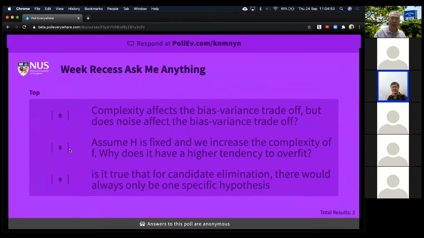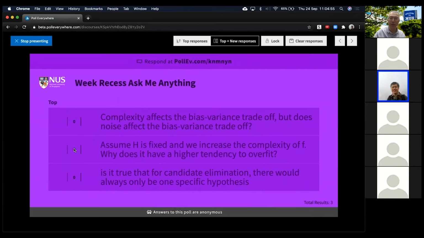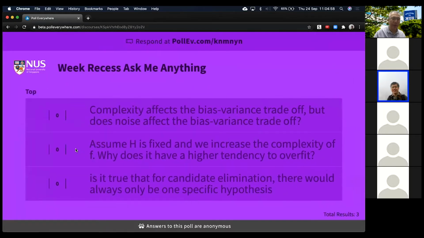I still can't get this thing to behave properly so that it will let me mark things as done. Okay, so assume H is fixed and we increase the complexity of F. Why does it have a higher tendency to overfit? Okay, that is a great question. And it comes back to, again, this problem of bias variance. And I think, as you've heard from some of our external guest lecturers, who we spent some time to record, it's one of the most important things that we want you to get out of machine learning. So it's really worthwhile to spend some time on that.